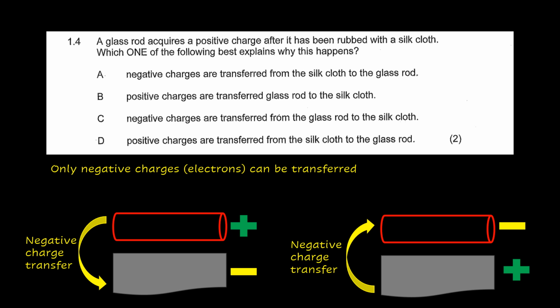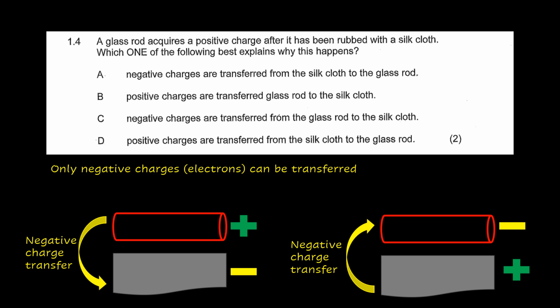Now, which situation do you think has happened? The first situation or the second situation? Did the negative charge move from the glass rod to the silk cloth, or from the silk cloth to the glass rod? The first situation happened because we are told that the glass rod became positively charged, meaning it lost electrons.